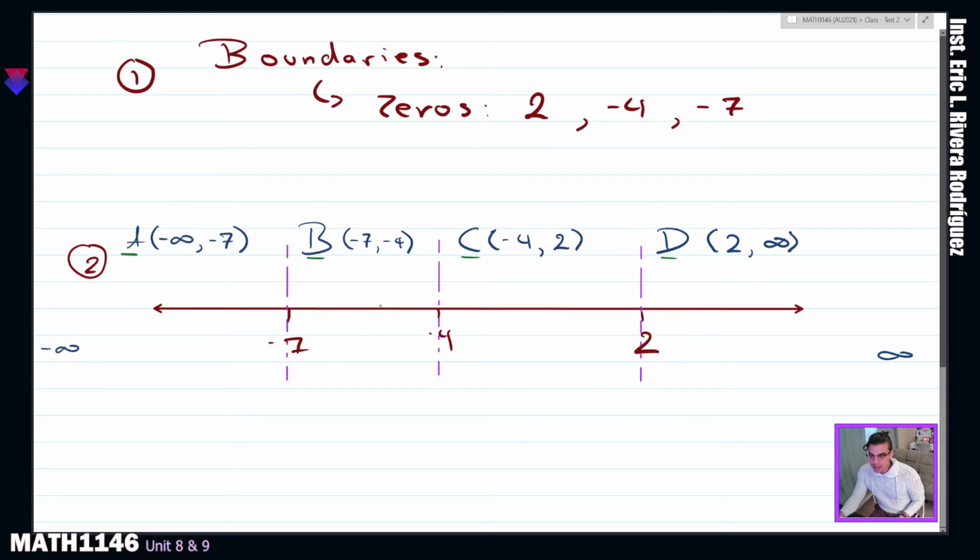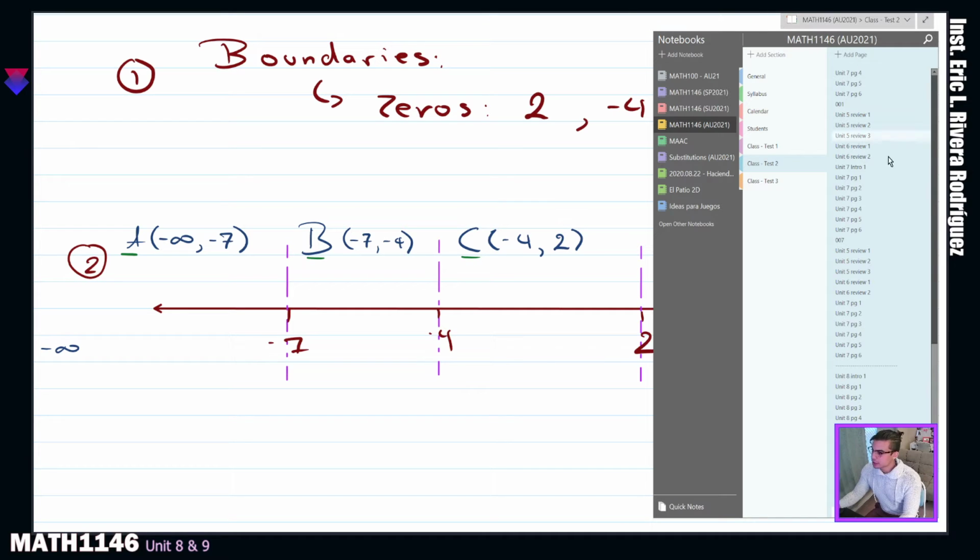Having a 0, it is guaranteed that there is no change of sign between the zeros. Okay, between -7 and -4, there is no change of sign here. Okay, that's why we have the 0. That's why we use the zeros as boundaries here. All right.